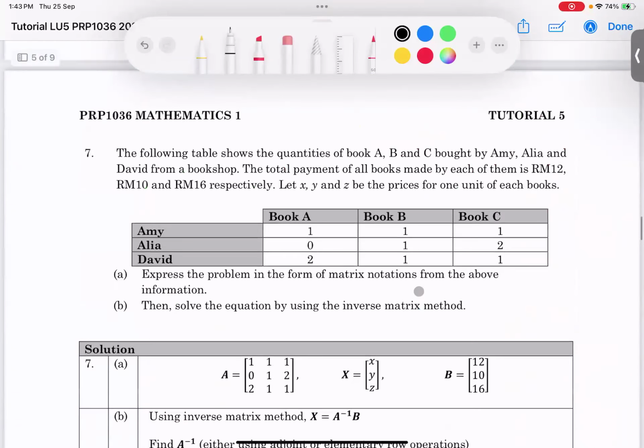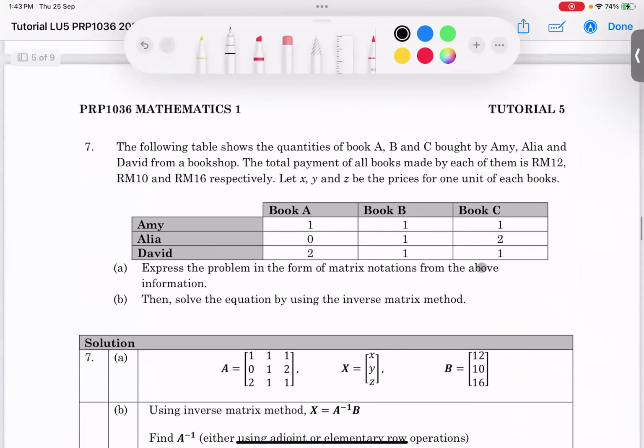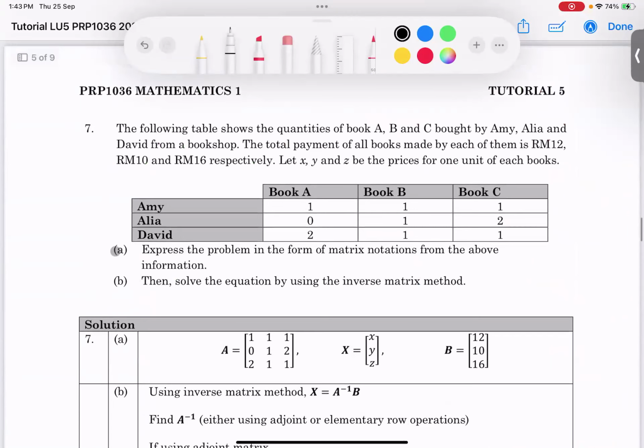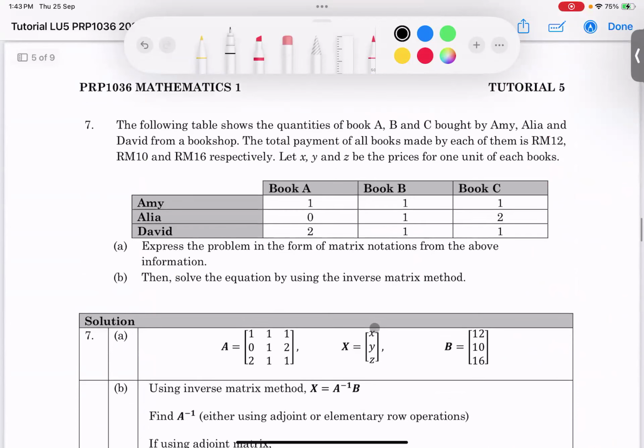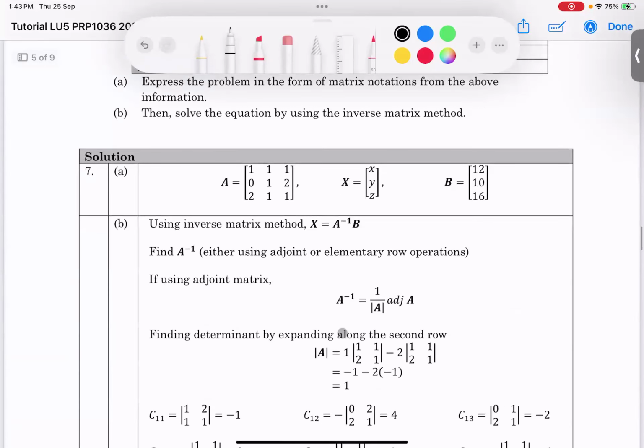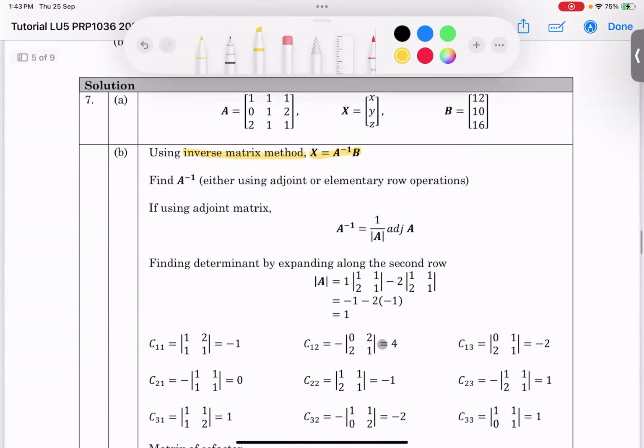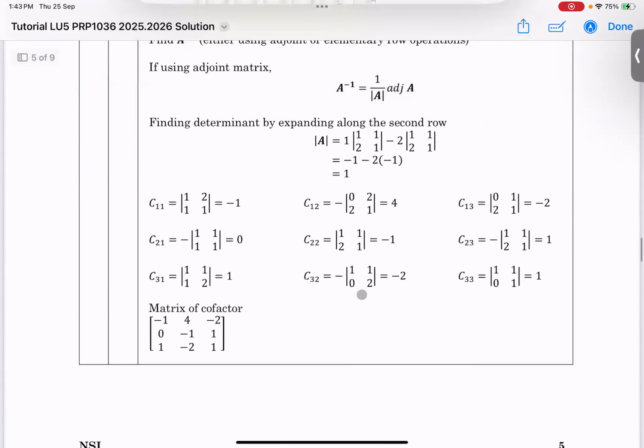Okay, let's see this question. You are going to write all these things into matrix form. For part A, express the problem in the form of matrix notation from the above information. So you write this in matrix form, where X, Y, Z are given by the question, and B is also given by the question: 12, 10, and 16. After that, I emphasize again, the method that we learned just now is called the inverse matrix method. So you are going to start as I explained just now.